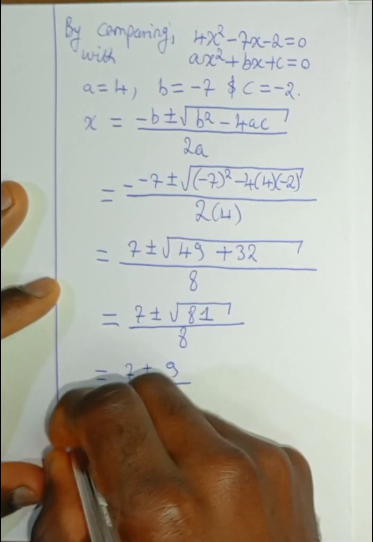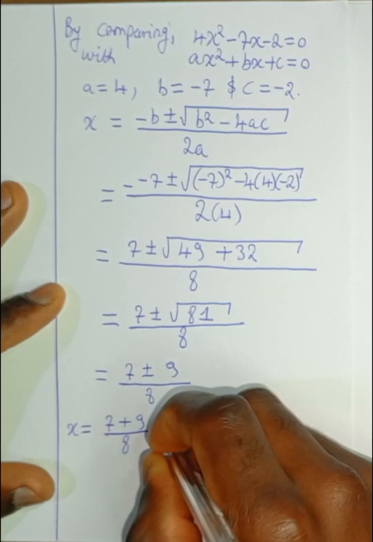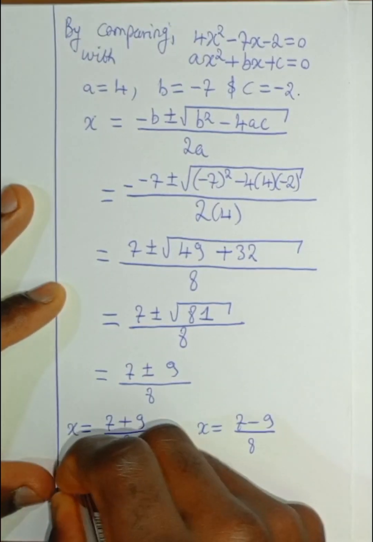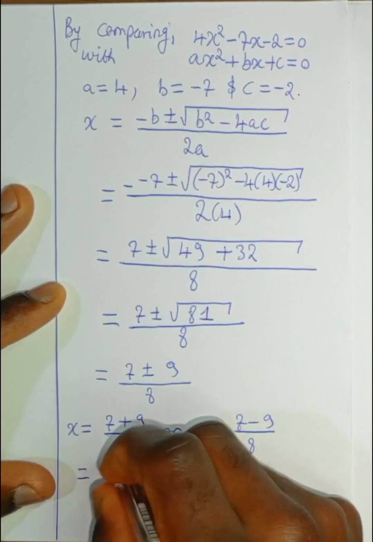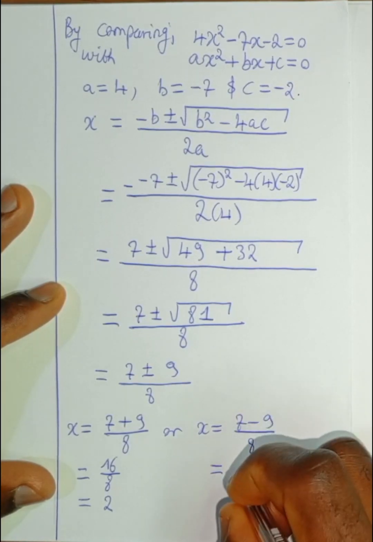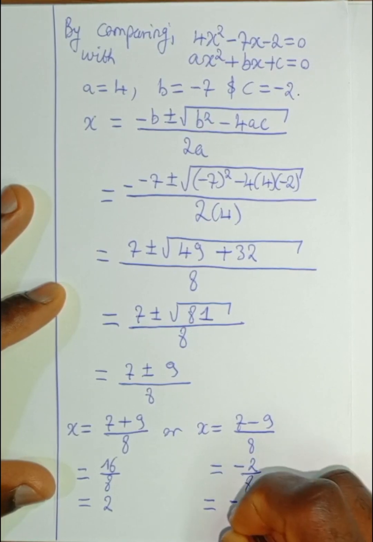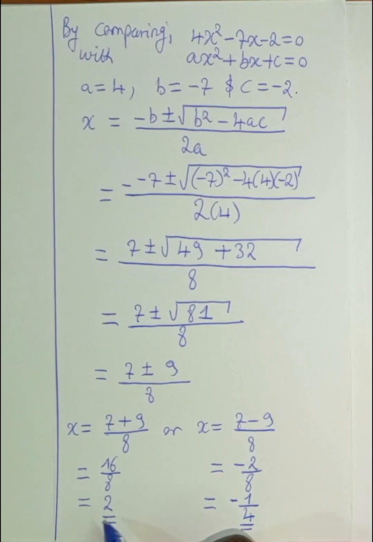This simply means our x will be equal to 7 plus 9 all over 8, or x is equal to 7 minus 9 all over 8. X here will be equal to 7 plus 9 gives us 16 all over 8, which is equal to 2. Or 7 minus 9 gives us negative 2 over 8, which is simply equal to negative 1 quarter. Therefore, x will be equal to 2, or x will be equal to negative 1 quarter.